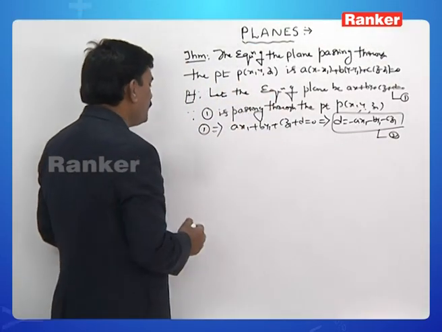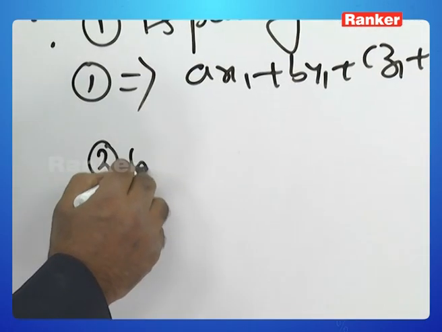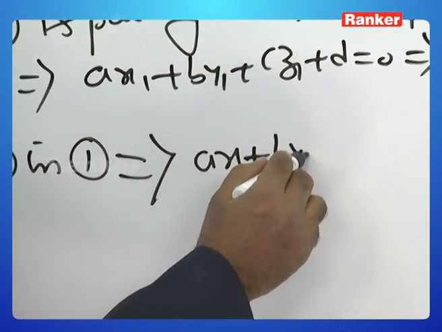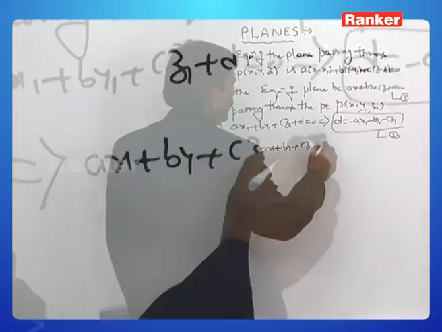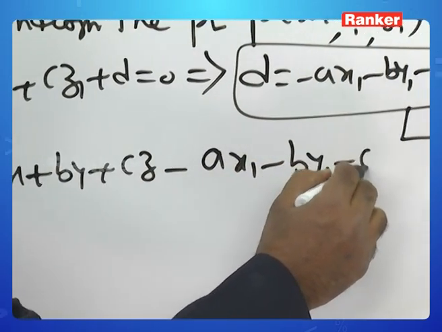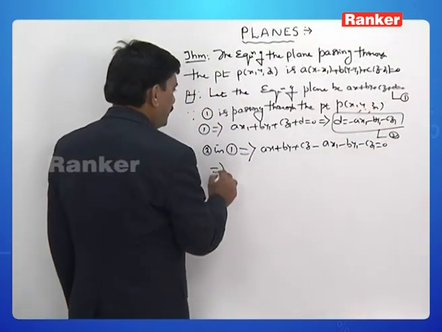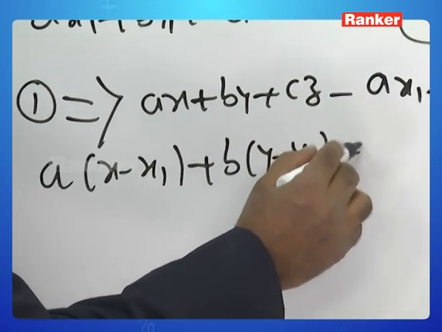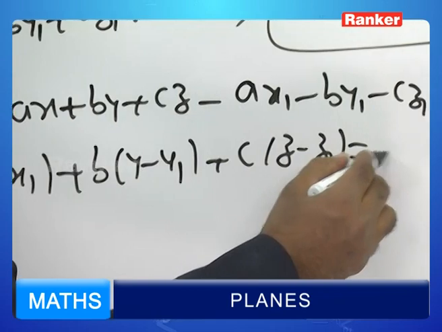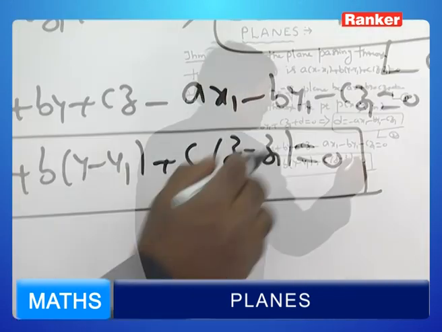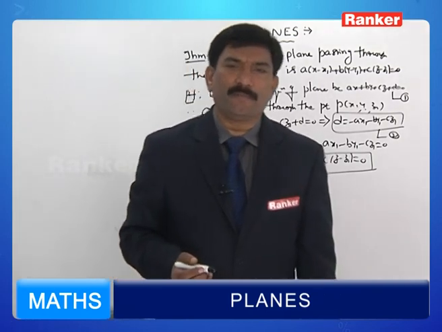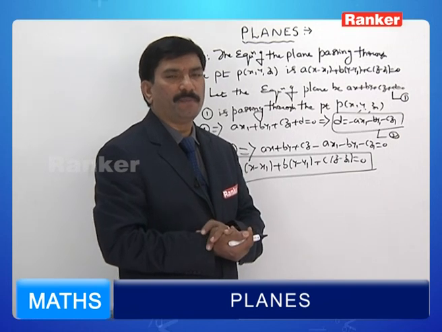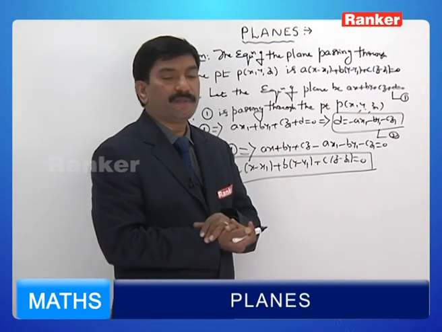Take the 2, substitute in what? 1. 2 in 1 implies ax plus by plus cz minus ax1 minus by1 minus cz1 is equal to 0. Therefore, a into x minus x1, b into y minus y1 plus c into z minus z1 is equal to 0 is the required equation of the plane. So, therefore, hereafter, how to find out the equation of plane passing through any point means this is the required equation. It's a first degree in what?